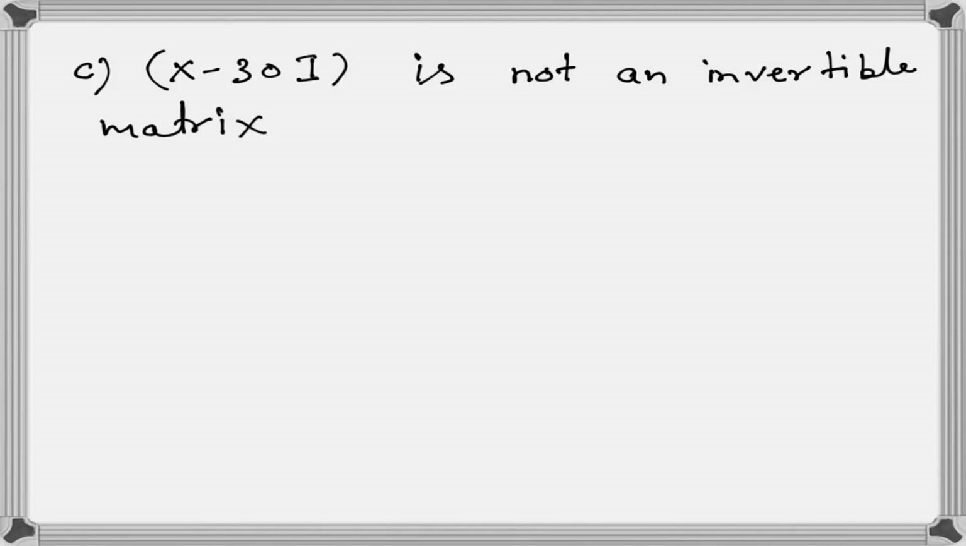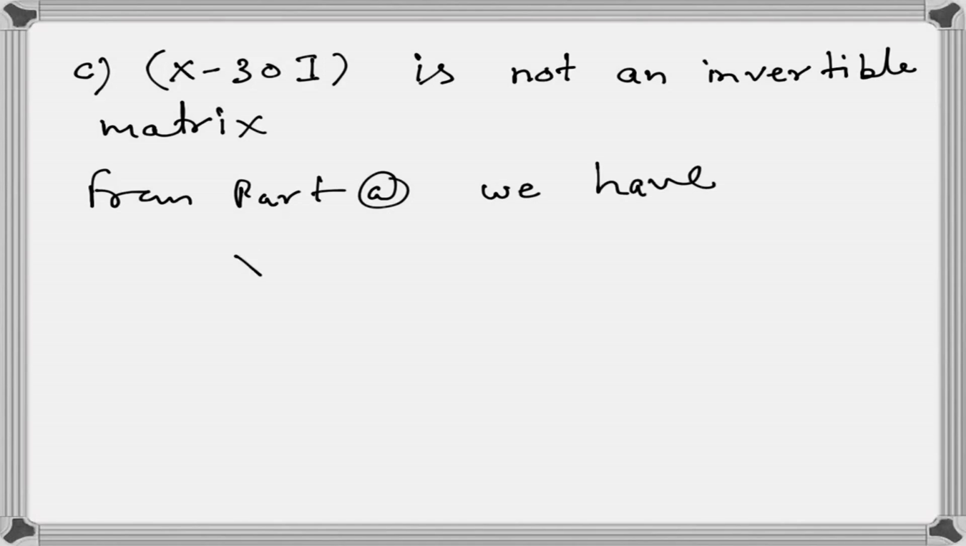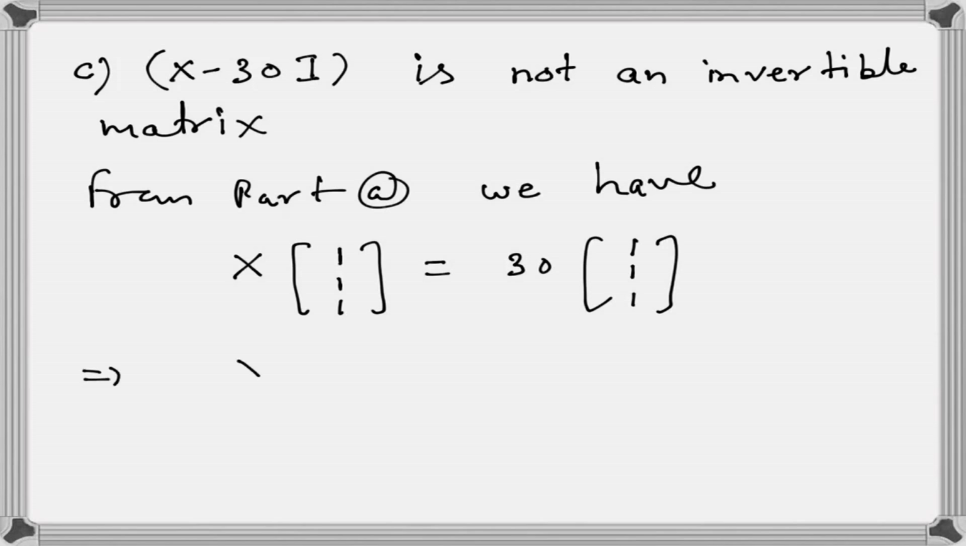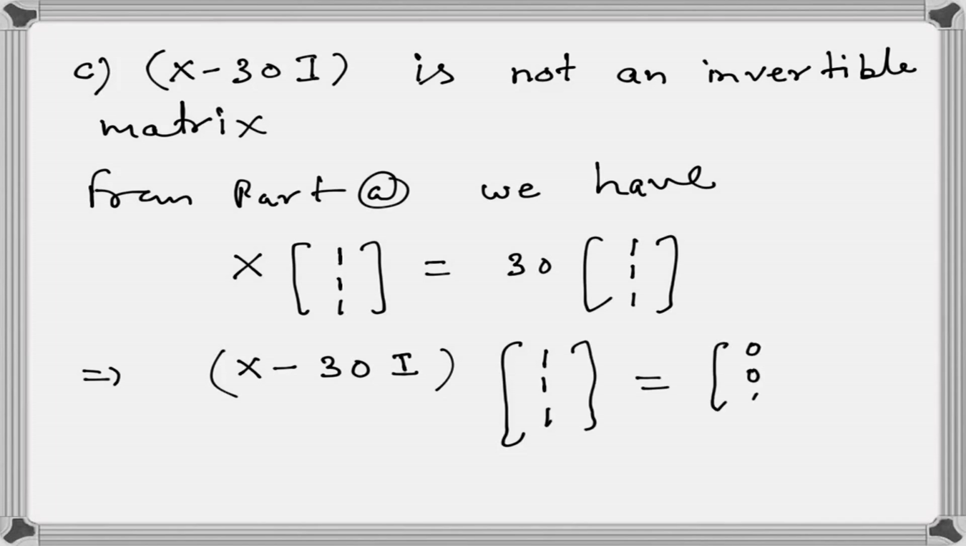Okay, so from part A we have x(1,1,1) equals 30 times (1,1,1). So this is nothing but (x minus 30I)(1,1,1) equals 0.